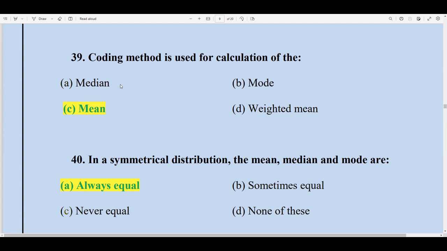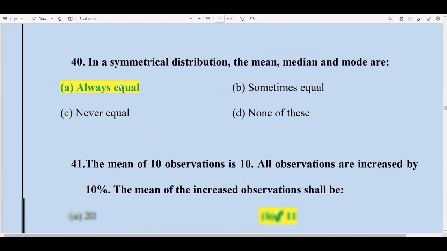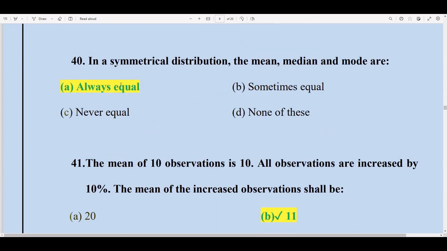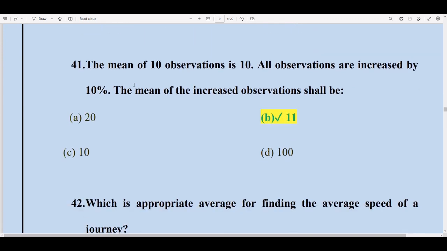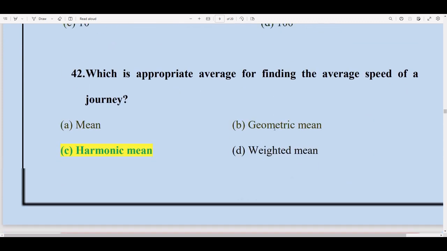The coding method is used for calculating mean. In a symmetrical distribution, mean, median and mode are always equal. The mean of 10 observations is 10. If all observations are increased by 10%, then the increased mean is 11.